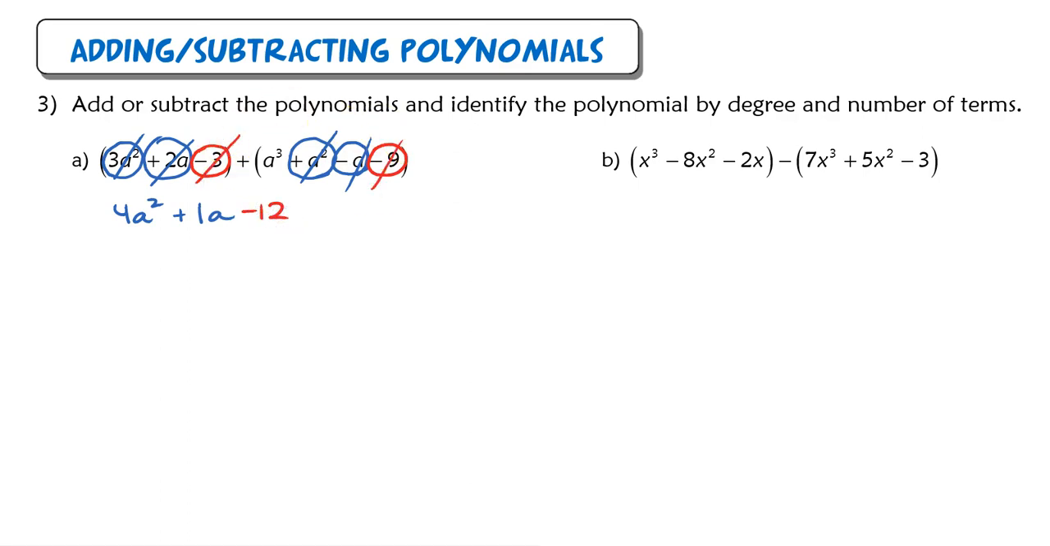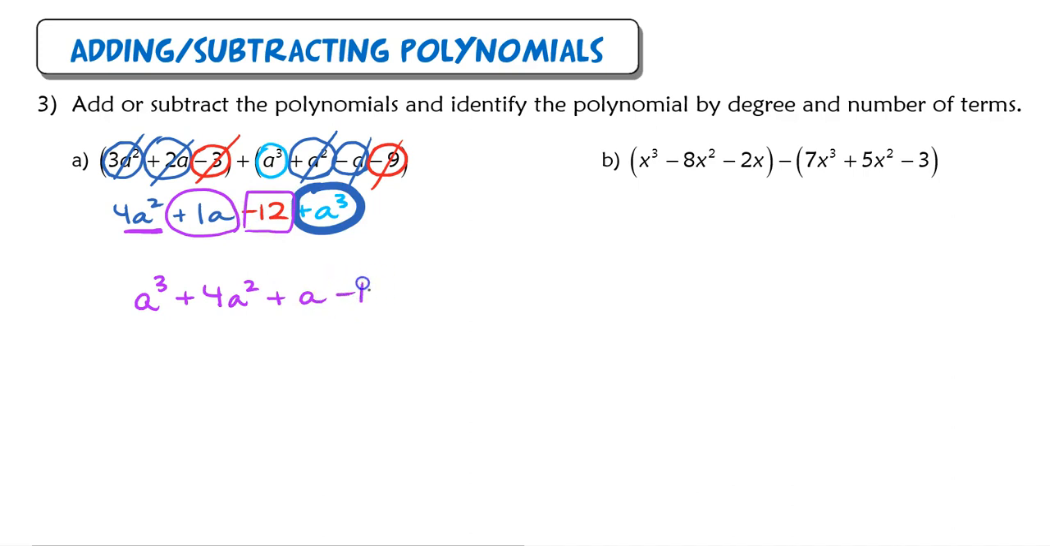Finally, that a cubed here is the last term. It has nothing else to combine with, so I'm just going to drop it down as positive a cubed. And then obviously I want to rewrite this in standard form. If I rewrite this in standard form, this a cubed has to come first because it's the highest exponent, so I would rewrite this as a cubed. Then next would be 4a squared, so plus 4a squared. The next term after that would be a positive a, and I can drop the 1 in this case. You don't have to drop it, you can keep it in there, but I'm just going to drop it. Call that just plus a, and then finally the last term here, minus 12.